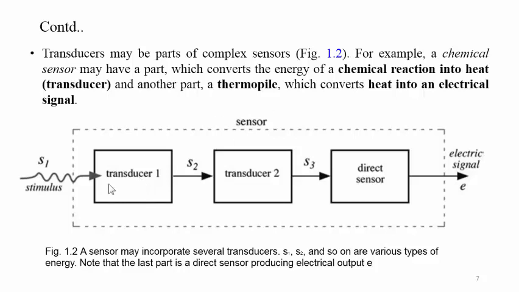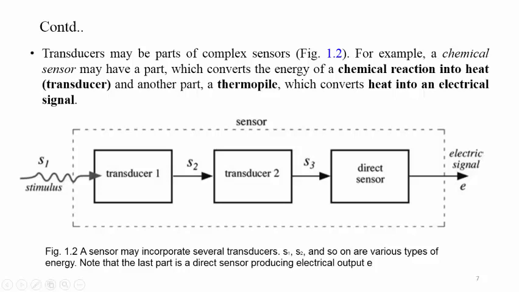So transducer 1 is responsible to sense the chemical reactions. Transducer 2 is responsible to take the sensed parameters from transducer 1, and according to this generate the output in the form of heat, and the direct sensor is responsible to convert the heat into an electrical signal.